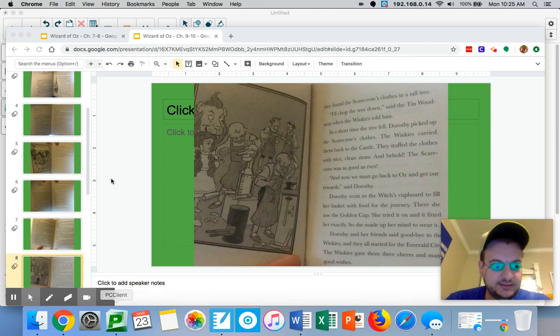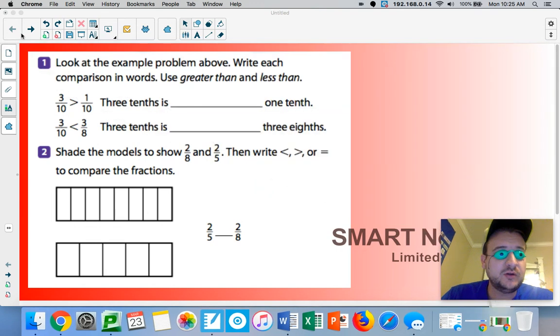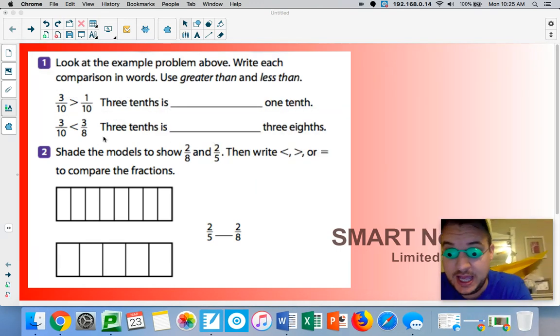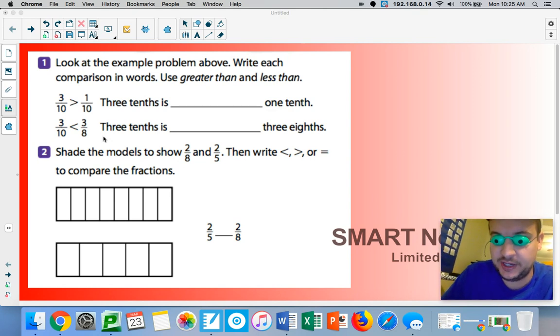Hello, what's up, guys? So we're going to be working on finishing up going over week 1 fractions, comparing fractions. I've got your workbook pages pulled up, so if you'll have those open, we can go over them together.